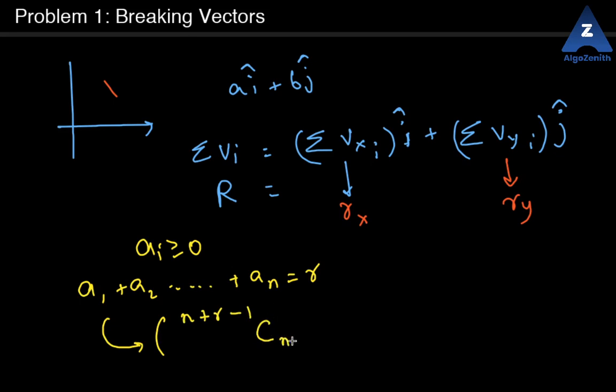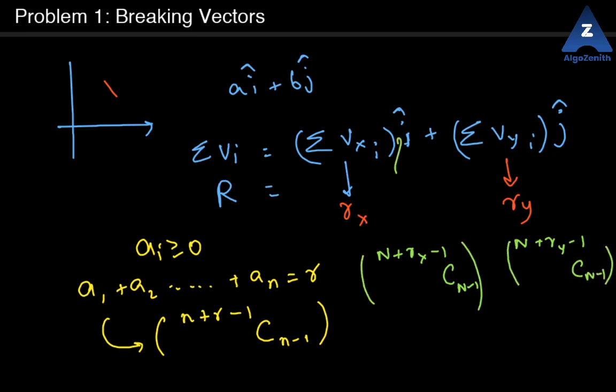That is, these many choices are there. Choose n minus 1. Okay, so these many ways are there to fill the values of a1, a2, an, so that each of them is non-negative and they sum up to r. Okay, now if you put that value over here, this will be equal to n plus rx minus 1 choose n minus 1, right? And this would be n plus ry minus 1 choose n minus 1, right? The number of ways to satisfy this part is this, number of ways to satisfy this part is this.